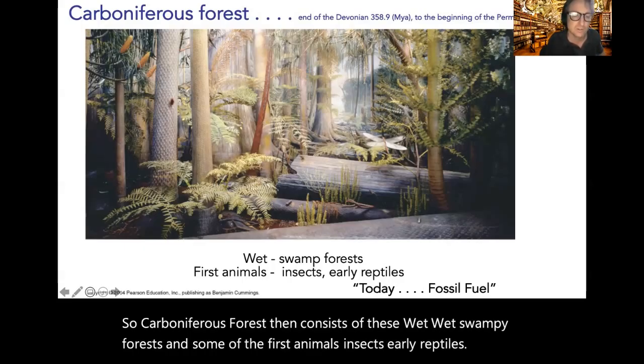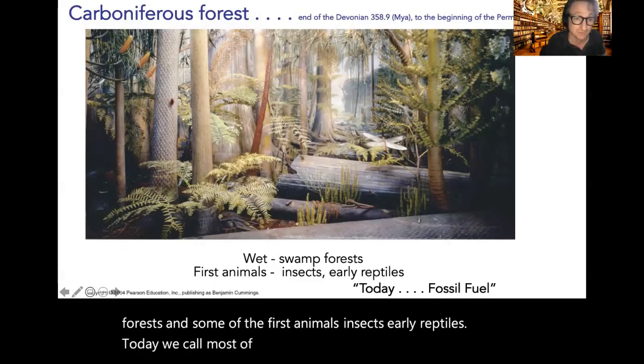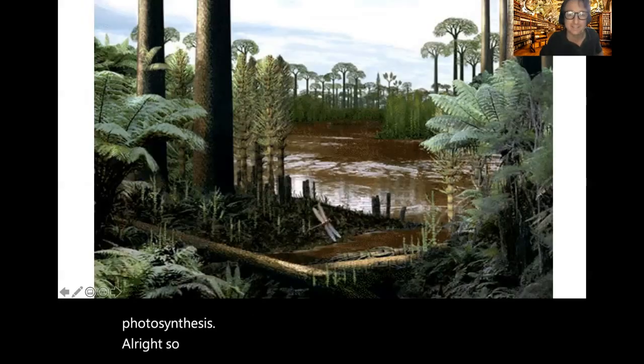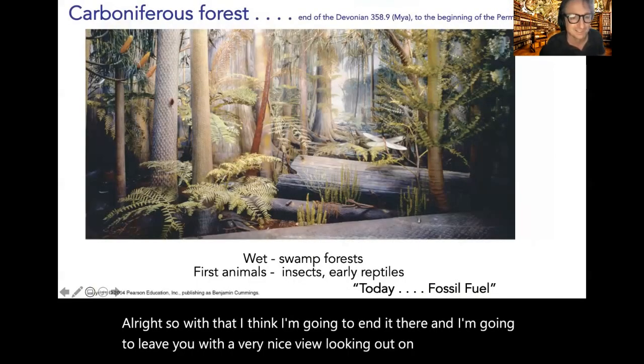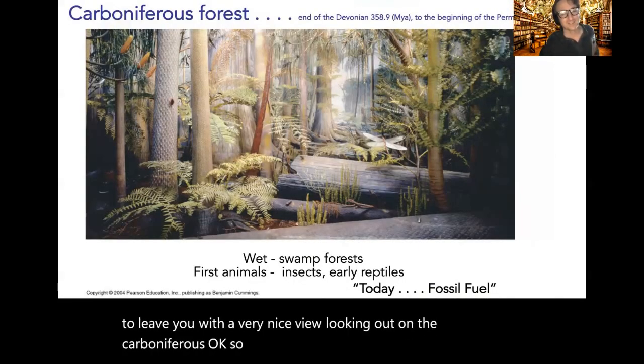Today, we call most of this carbon fossil fuel, meaning ancient photosynthesis. All right. So with that, I think I'm going to end it there, and I'm going to leave you with a very nice view looking out on the Carboniferous. So we'll return on Thursday.